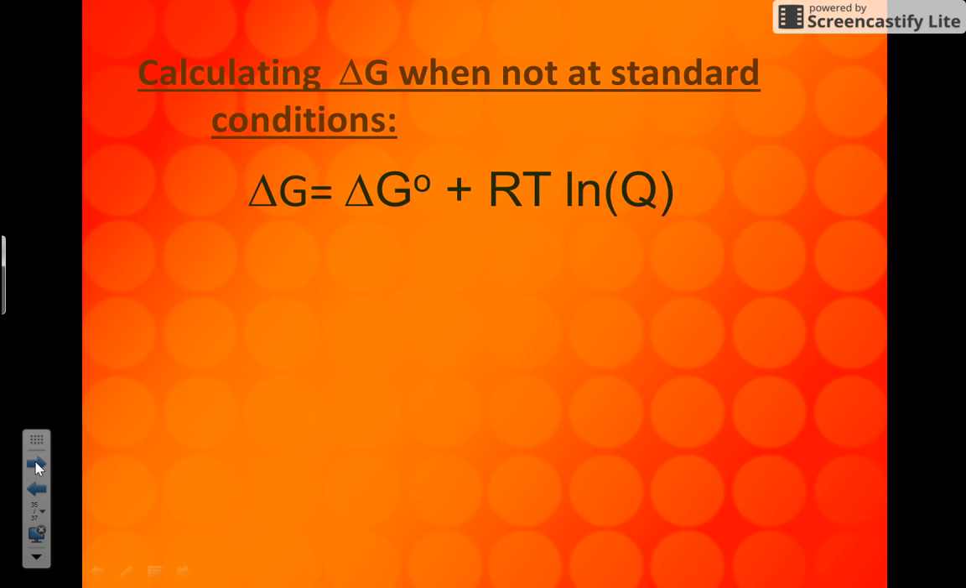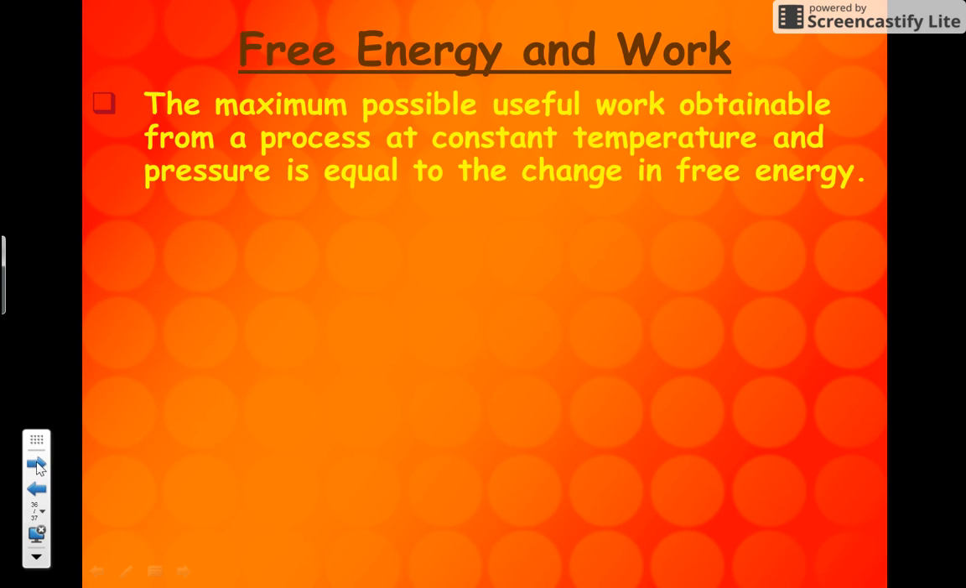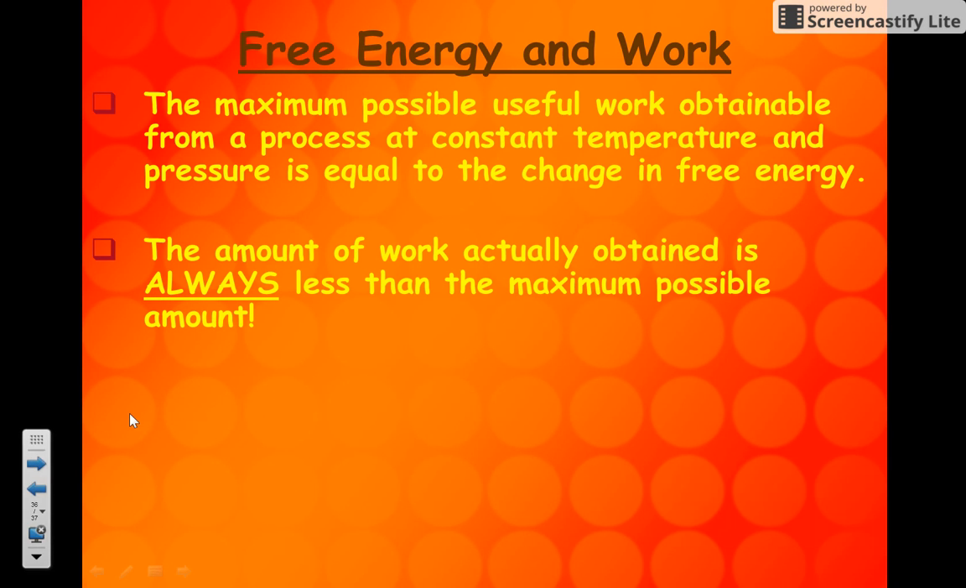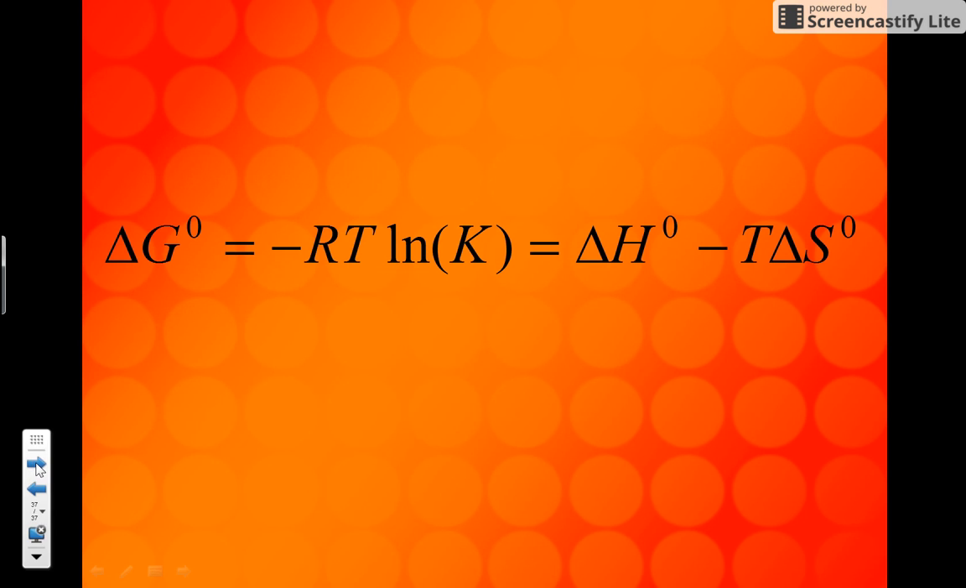and the R that we use here is going to be the 0.08206. The maximum possible useful work attainable from a process at constant temperature and pressure is equal to the change in the free energy. The amount of work actually obtained is always less than the maximum possible.